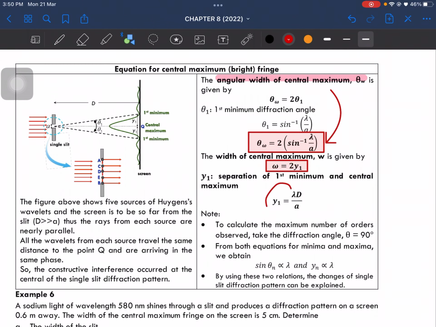Okay, please remember what each of these are telling us. For example, in this one, lambda is the wavelength, we know that. a is the width of the slit, and then 2y1 is what? You need to know what y1 is because you have to calculate it. So y1 is the separation of the first minimum and the central maximum.